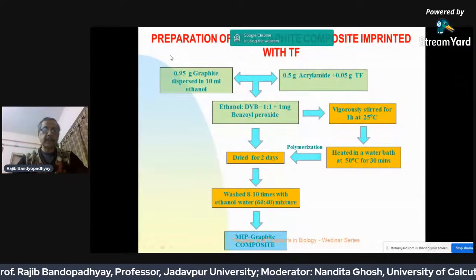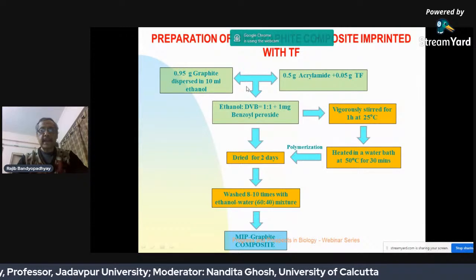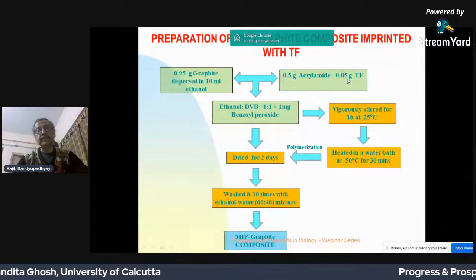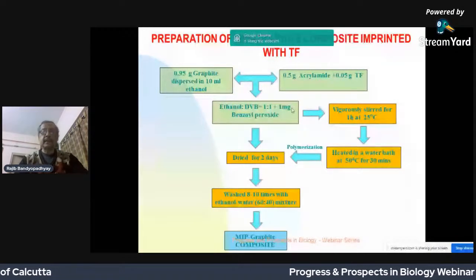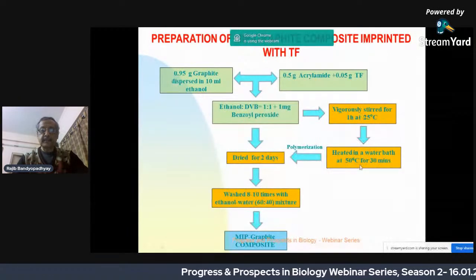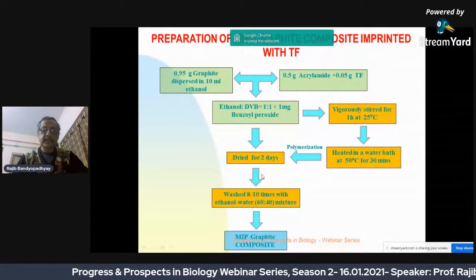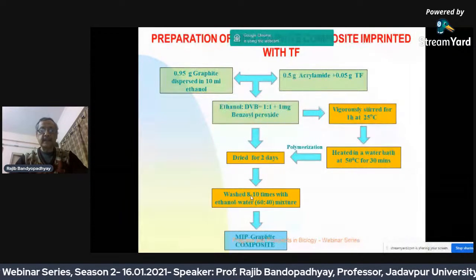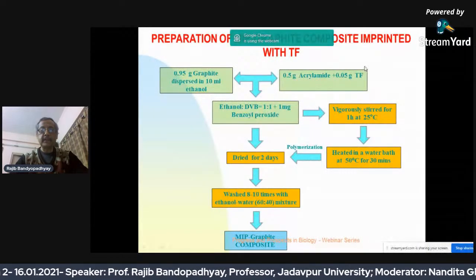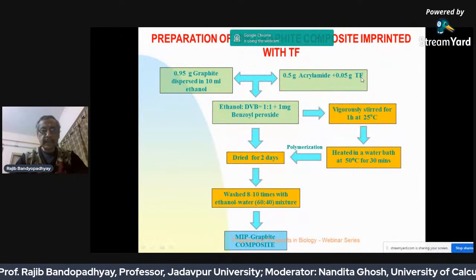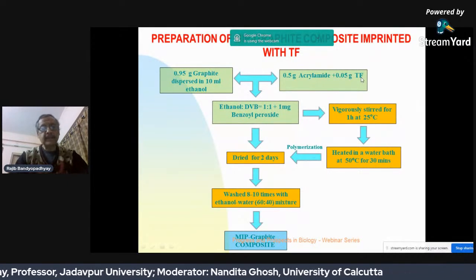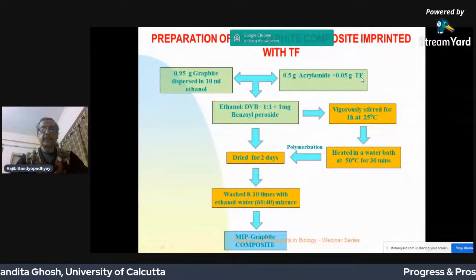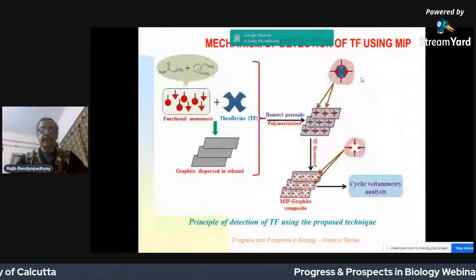And this is the procedure: we mix graphite and acrylamide, and this is the target material, only 0.05 gram, and this is used as a cross-linker, and then they are vigorously stirred, and then polymerization takes place. After polymerization, we dry it for 2 days, and then we wash it with an ethanol-water composition to remove this theaflavin compound, and thus those cavities are formed. These cavities are expected to attract only these theaflavin molecules. So this is the basic principle of molecular imprinting, and with that we have developed many such sensors.